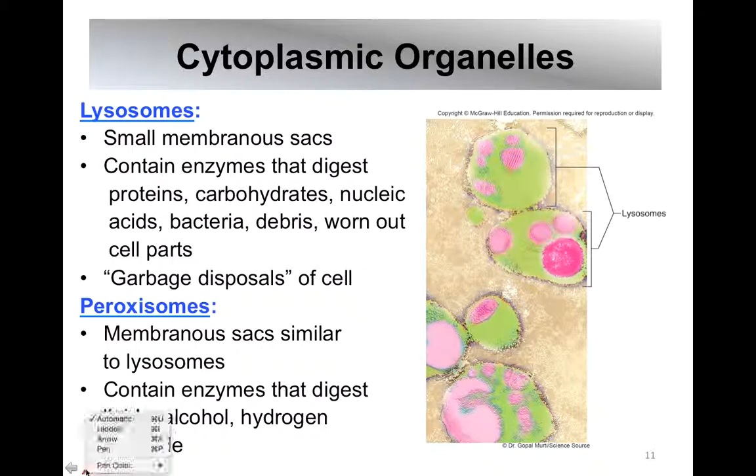Peroxisomes have specific enzymes in them. And peroxisomes, for example, are used to break down like hydrogen peroxide. Hydrogen peroxide is a metabolic waste product and is broken down by a specific enzyme called catalase. So catalase is this enzyme that breaks down hydrogen peroxide into water and oxygen. Okay? And peroxisome is what carries that catalase.